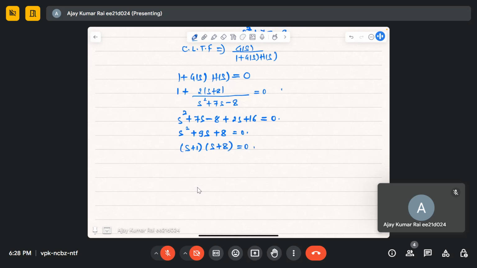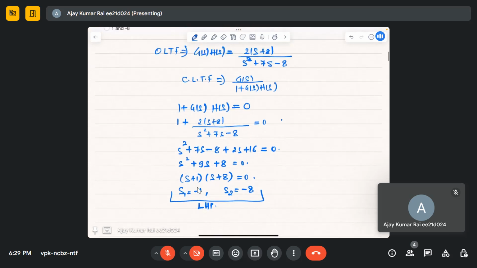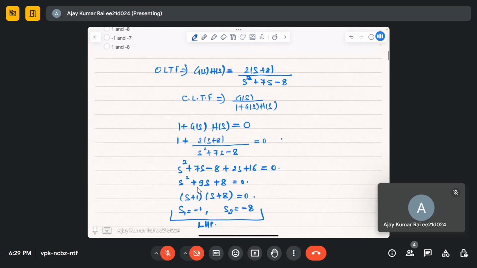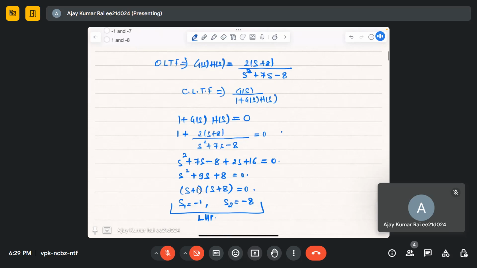So for the equation, you have two roots, which are s1 equal to -1 and s2 equal to -8. Okay, you can see they are lying in the left half plane. So what can we say about the system? The closed loop system is stable. Okay, so -1 and -8. Any doubt in this case?